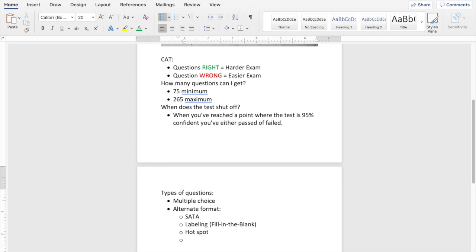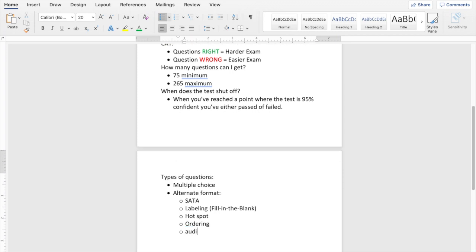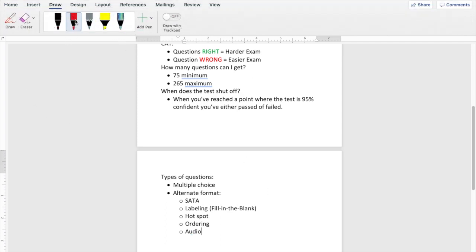Then there are things called ordering questions, which will give you a skill and the steps in that skill, and then you have to order it in the way it should be performed. Then there are audio questions, which will basically give you things like lung sounds, and you have to identify what type of lung sound they are. So that could be like wheezing or stridor or things like that.